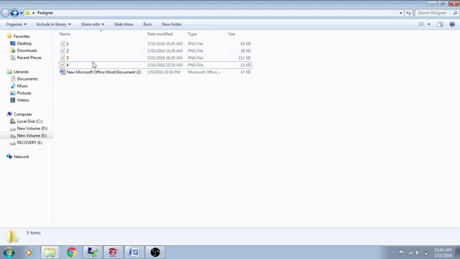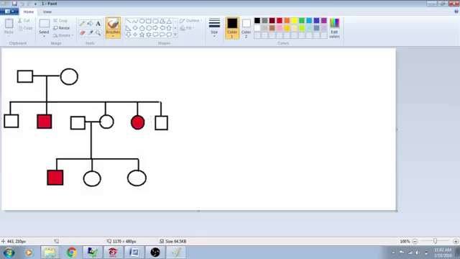Now we move on to the second example. First, I have to check whether it is maternal inheritance or not. I see that the mother is normal, but the disease is passed to a son and a daughter. That means it is not maternal inheritance.